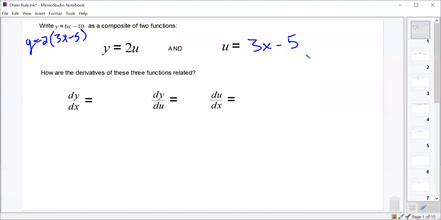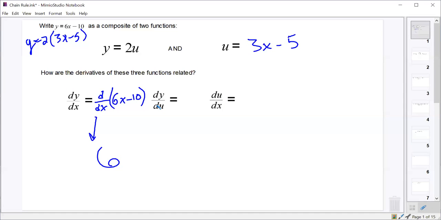Yes. Okay. So my first question then is, what is dy dx? That's the derivative with respect to x of the function y when it is written in terms of x. So that's the derivative of 6x minus 10. And what does that equal? 6. 6. Good. All right.